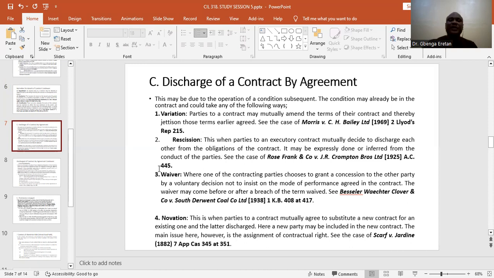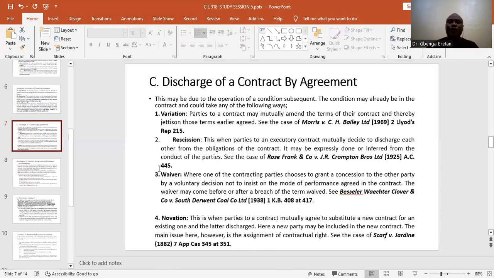Then we are still talking about discharge of a contract by agreement. It could also take the form of a waiver. When you talk about a waiver, one of the parties in the contract decides to waive its rights in order for the other party to perform its contract and make it discharged. So where one of the contracting parties chooses to grant a concession to the other party voluntarily without insisting on his own rights, we refer to it as a waiver, which is a method of discharging a contract by agreement.